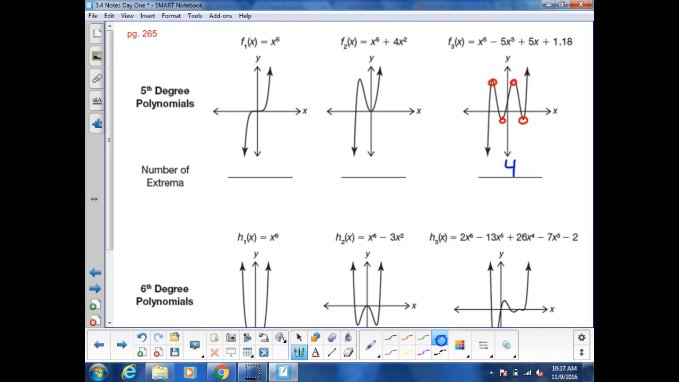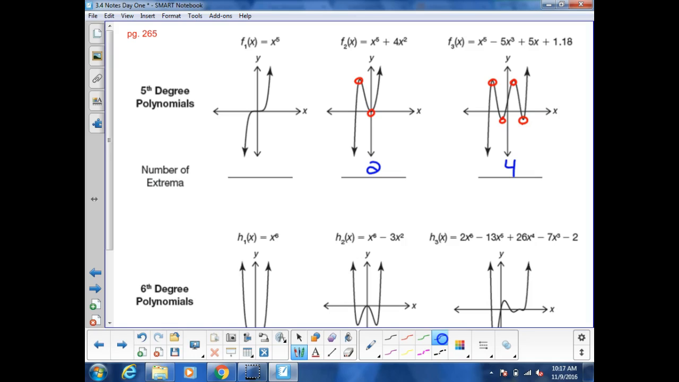The maximums aren't absolute because the right side goes shooting up, and the minimums aren't absolute because the left side goes shooting down. So no absolutes there. Okay, middle one. I got 1 right there, and I got 1 right there. That gives me 2 for that one. Are either of them absolutes? Nope. Same reasoning. Right side goes shooting up, left side goes shooting down.